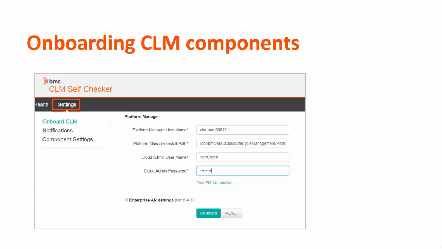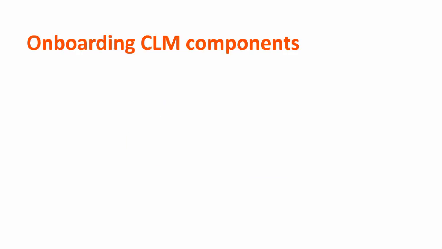On the Settings panel, enter the information required for your CLM Platform Manager. For Linux installations, ensure that the path does not contain spaces. Click Test PM Connection to verify that the configuration settings are correct. Once your connection is successful, you can continue with the configuration.